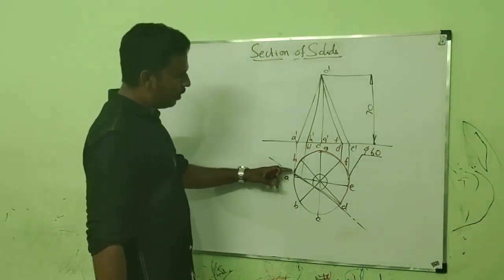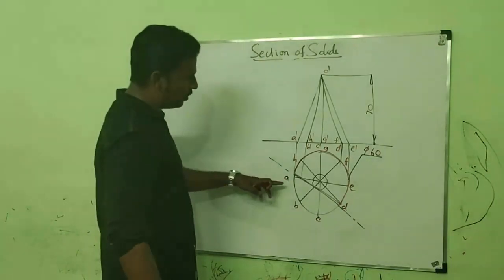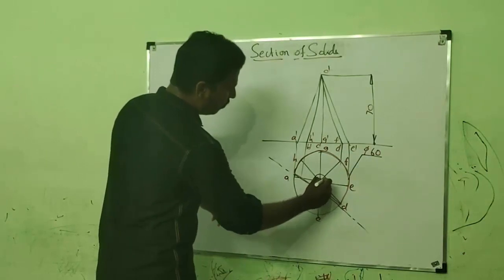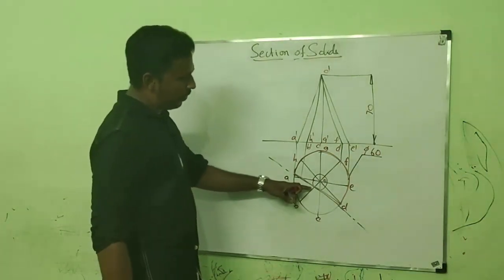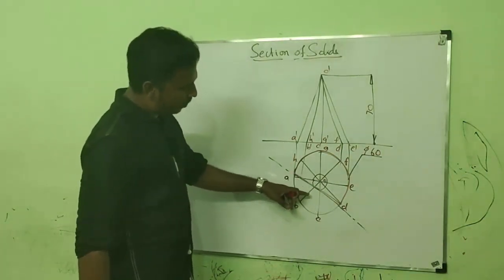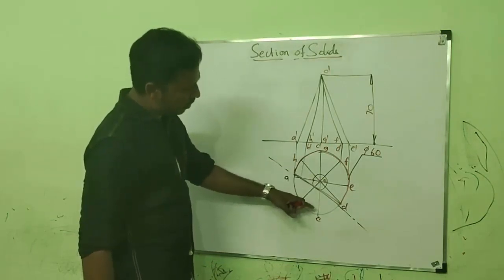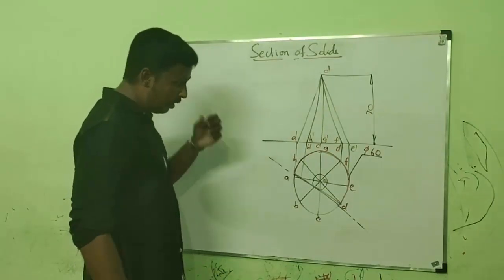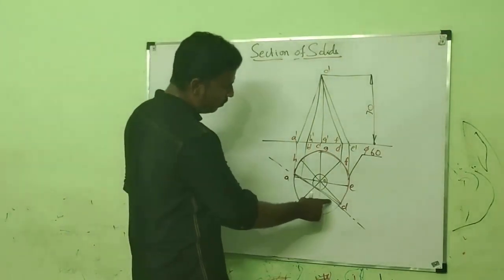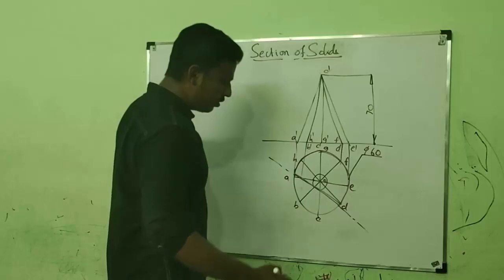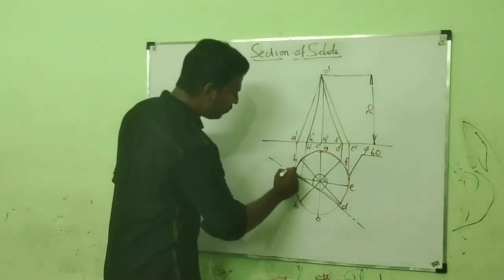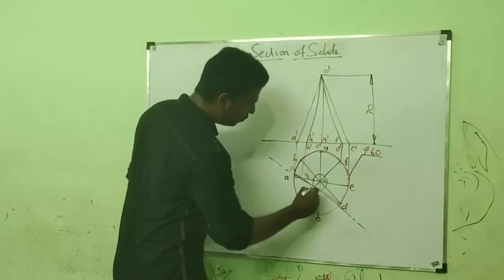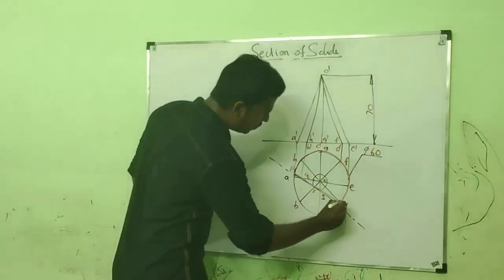Here we have a cut point in the base edge between A and H. Here we have a cut point between O and A. Here we have a cut point between OB. Here we have a cut point on OC, and here one point between CD. So totally we have 1, 2, 3, 4, 5 cut points here. Let us mark the names for the cut points: point P, Q, R, S and T.